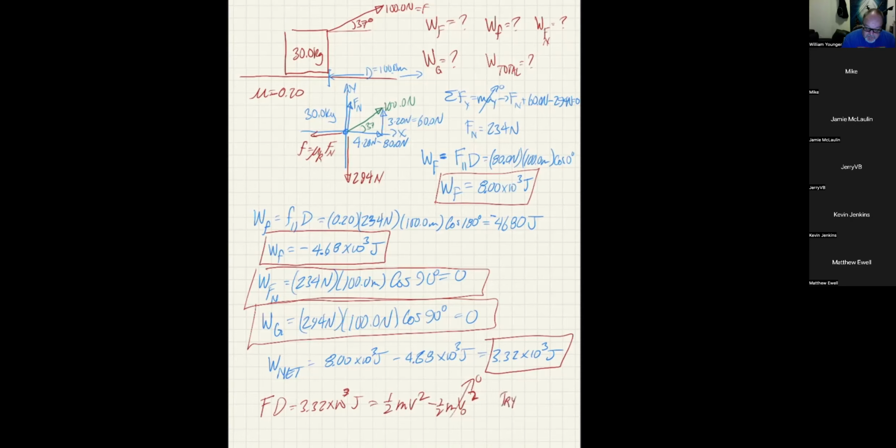So again, just so I can word it properly, for extra credit, you can take this energy, this 3.32 times 10 to the third, assuming I did that arithmetic correctly, okay? You can say that's equal to the change in kinetic energy, which is just 1/2 times 30 kilograms times V final squared, and solve that for V final, okay? So you're going to solve for V final.